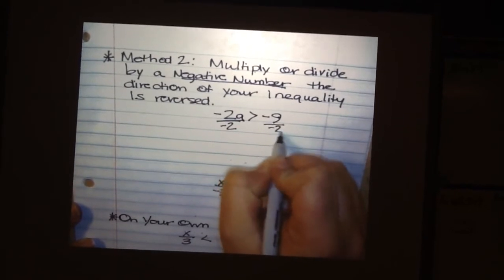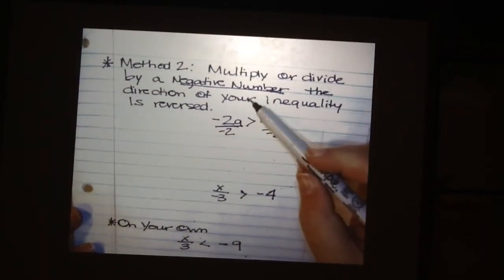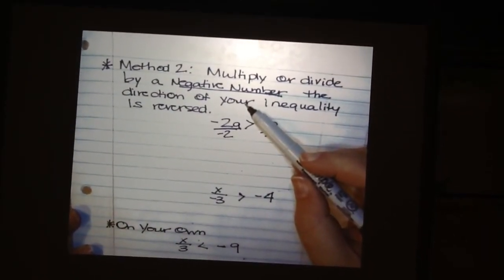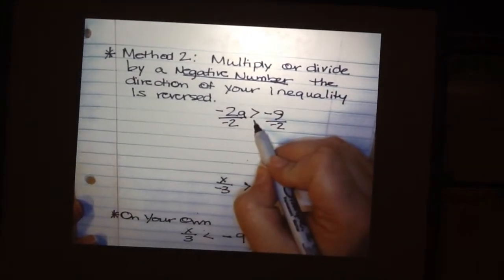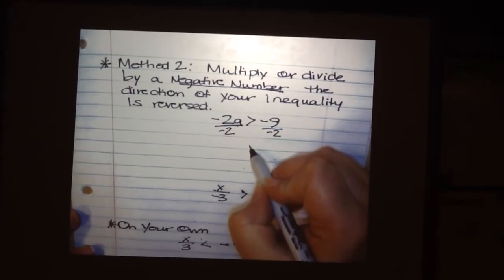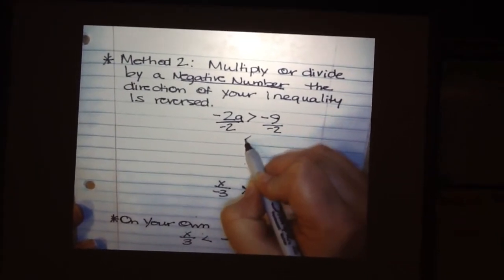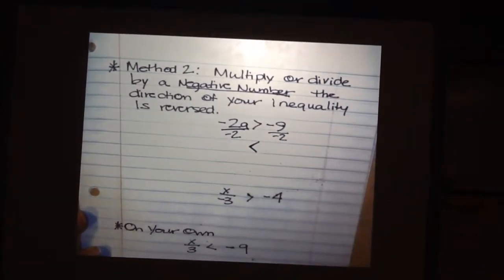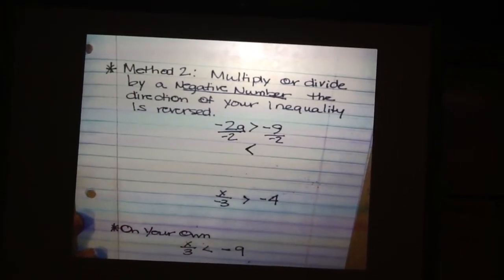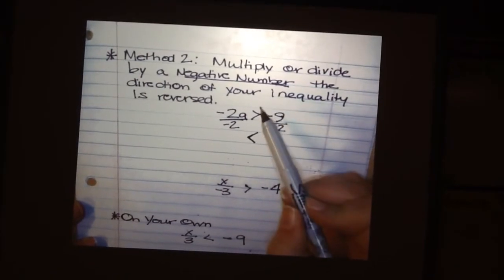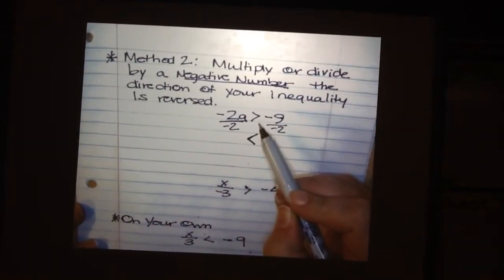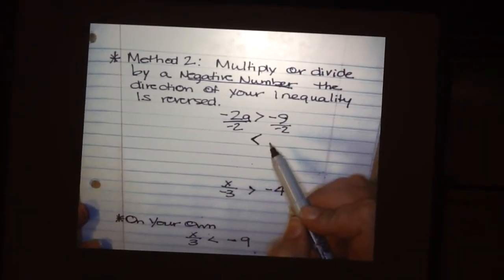Now what our rule says up here is if we're dividing by a negative number, the direction of our inequality changes. Well, we have a greater than sign, so our direction is going to change to the opposite, which is a less than sign. I went ahead and did that so I don't forget it. Since we divided by a negative number, we went from a greater than to a less than sign.